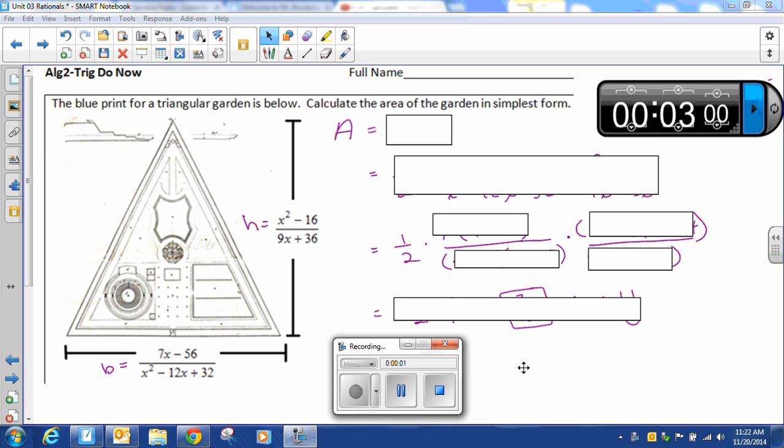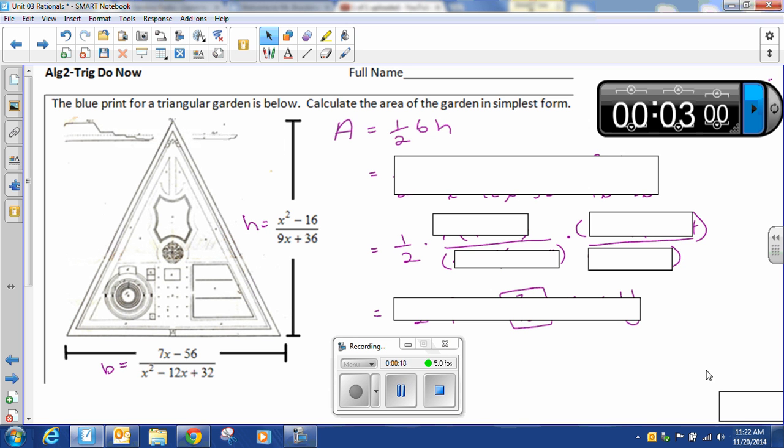Okay, the do now for today's lesson is as follows. The blueprint for a triangular garden is below. Calculate the area of the garden in simplest form. So this is a triangular shape. We know that the area of a triangle is 1/2 times base times height.